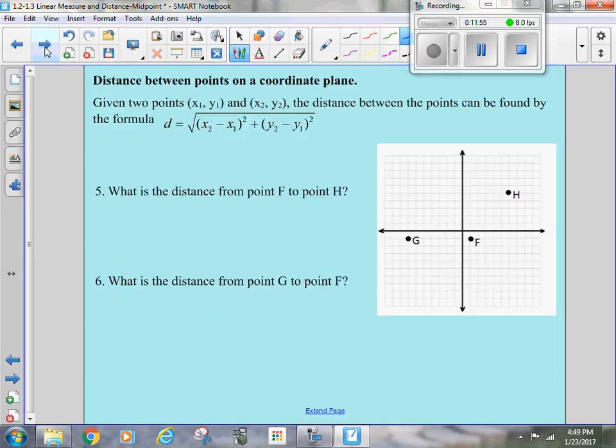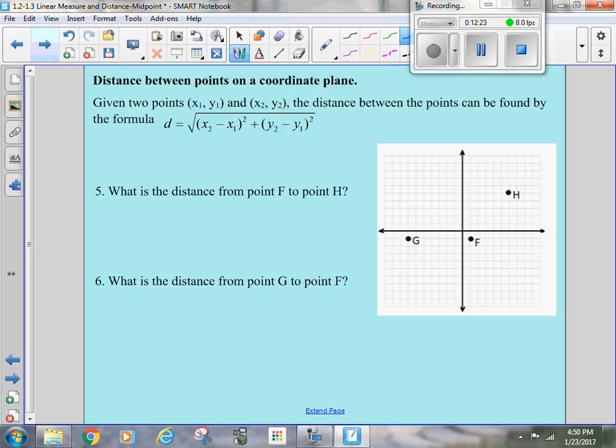So now we're going to look at finding distance between points on a coordinate plane. So the formula is given for you there. The d equals square root of x2 minus x1 squared plus y2 minus y1 squared. This should look familiar, kind of like the Pythagorean theorem. So we're going to find what is the distance from point F to point H.